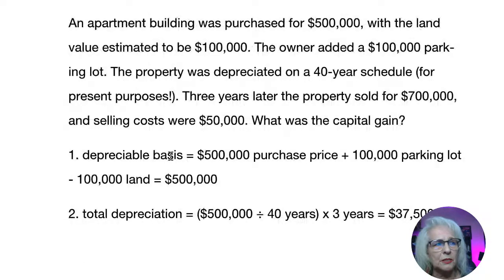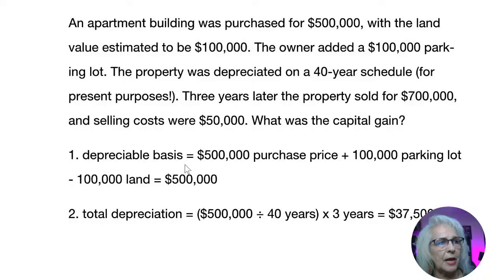So it's multiple steps, okay, to get to this property. First, you have to find out what the total depreciation was. To do that, you're taking the purchase price plus the parking lot minus the land. So it comes out again to 500,000. The second step is divided by the 40-year schedule times 3 years. So you can get the answer for 500,000 divided by 40 and then multiply that by 3 in 2 different steps, or do it in one like they did here.